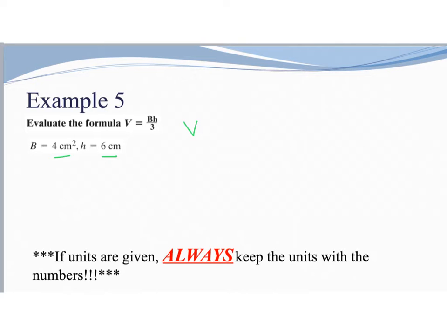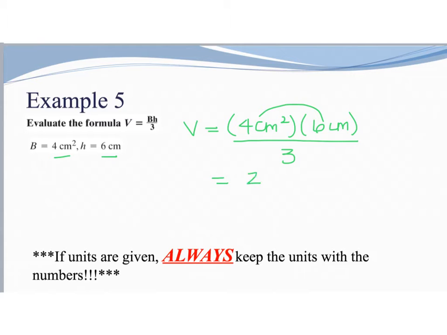So when I solve for my volume, I'm going to plug in 4, and because I have units, I'm going to keep my units. So I have 4 centimeters squared times my height, which is 6 centimeters. Oh, not squared, it's just 6 centimeters. And I'm going to divide this by 3. So now, when I multiply 4 times 6, I end up with 24. And centimeters squared times another centimeter is actually going to give me centimeters cubed. And then I'm going to divide that by 3.